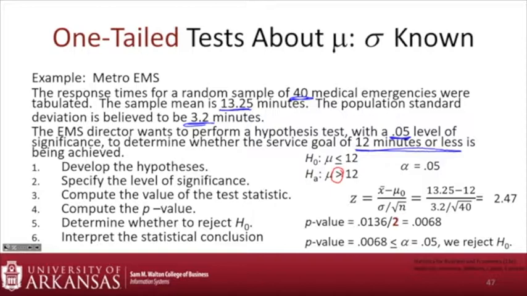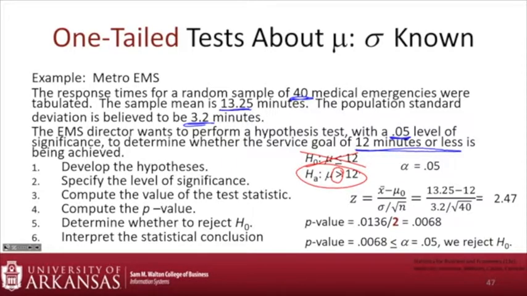So our p-value, once we cut it in half, is 0.0068. Our alpha level is 0.05. So if our p-value is less than our alpha level, I know I gave it away, but what do we do? We reject our null hypothesis. So that says it's not this, it's this.